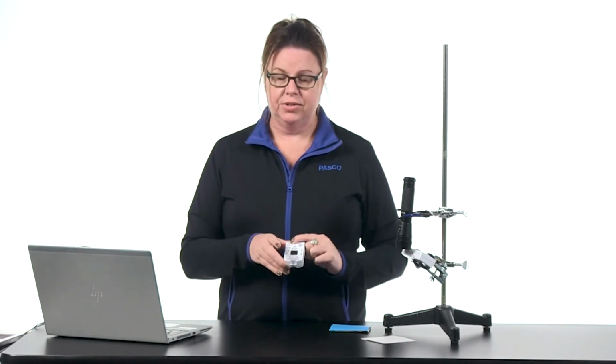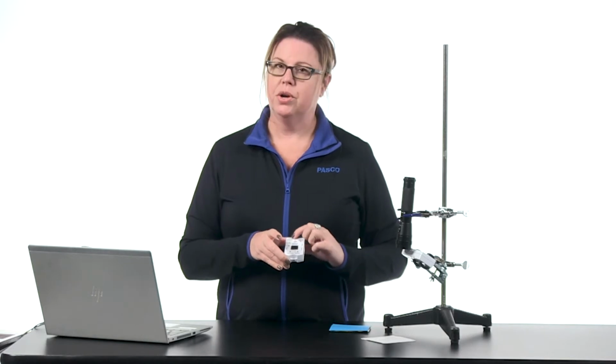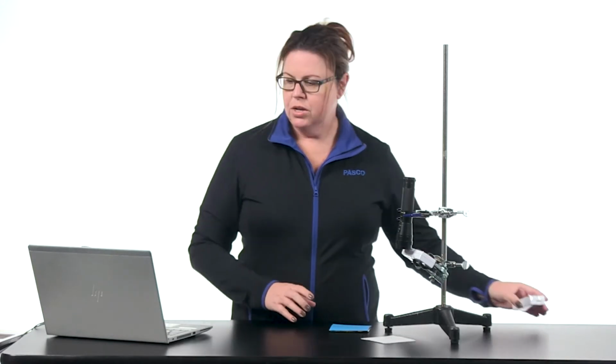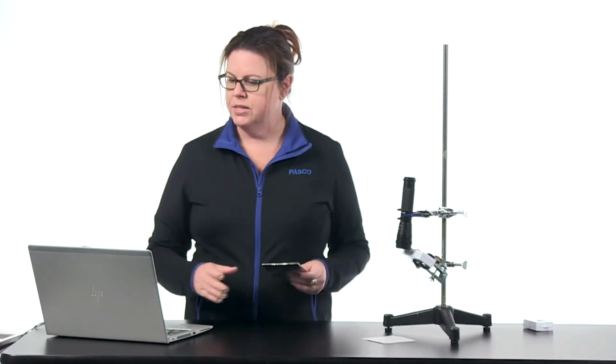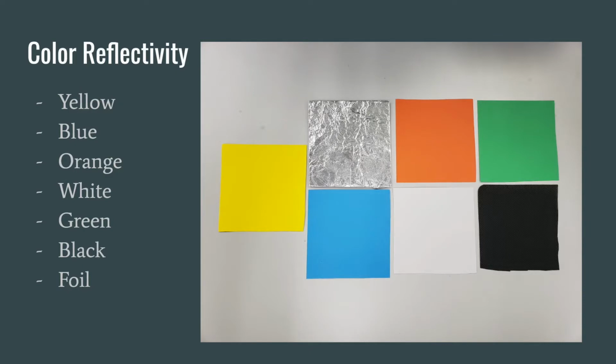to do color reflectivity. We are going to be using the code node and focusing on the light sensor on this code node. And just so you know, it measures light and brightness, so from a percentage from 0 to 100%. So you can take a look and see all of the different colors that I have here. We have yellow, blue, aluminum foil, orange, the white that's preset here, green, and black.